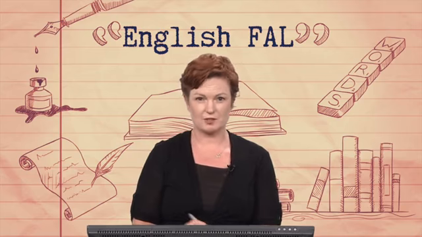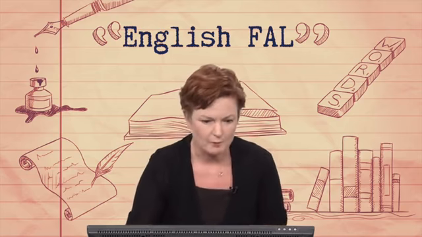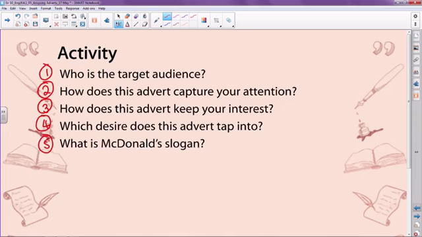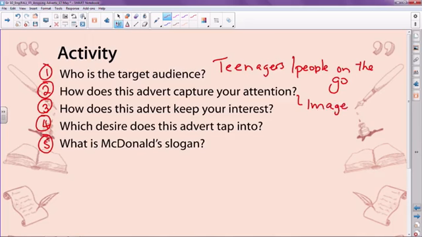Let's look through the questions together. Question number 1. Who is the target audience? You could say anything from teenagers to people on the go, perhaps people who like takeaways. Question 2, how does it capture your attention? Well, I suppose there you have the image of these huge burgers, plus you have the alliteration.